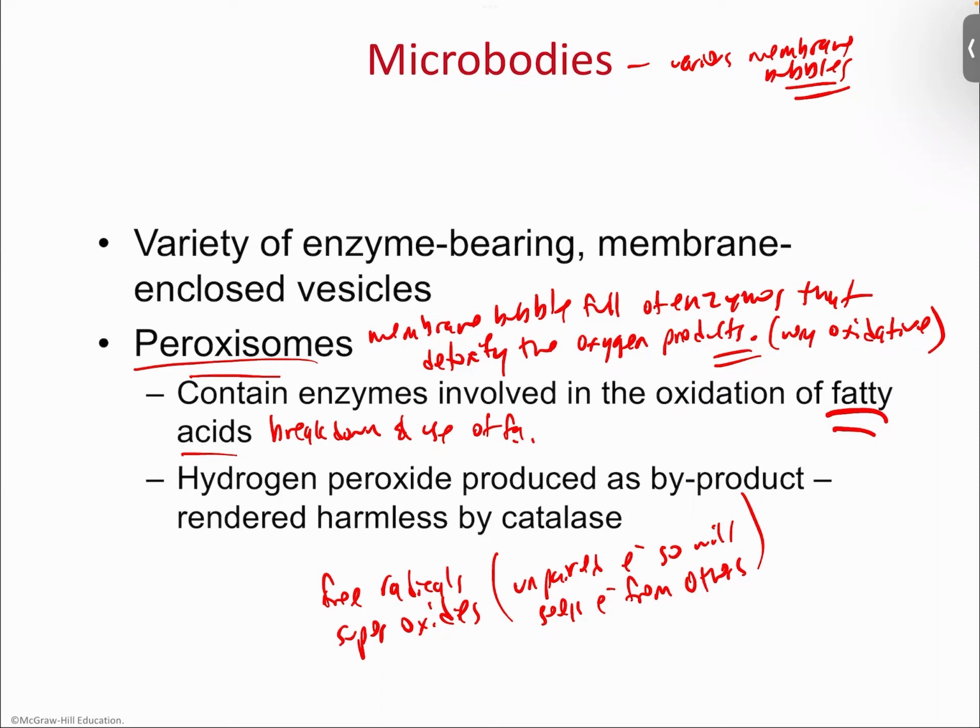So what do we do then? Because it would be toxic, right? So if we didn't have these enzymes, by the way, like I said, it would be as toxic to us as cyanide. We'd die very quickly.